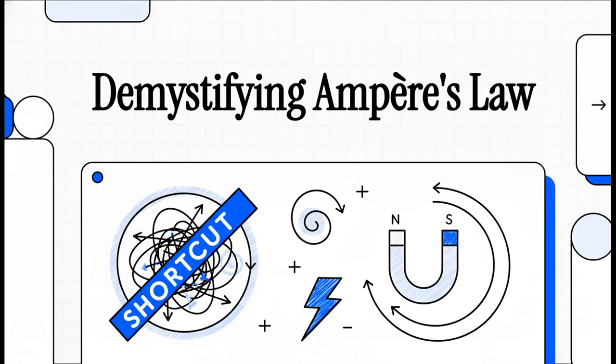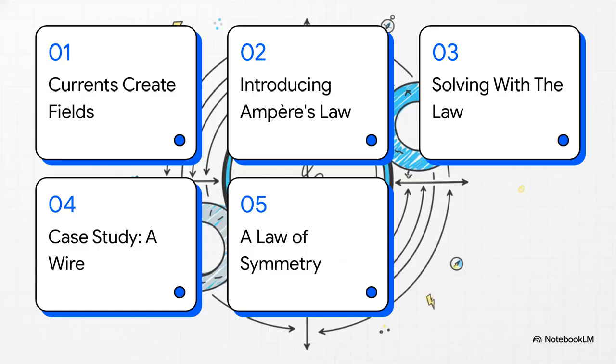So if you've ever dipped your toes into magnetism, you probably know that calculating magnetic fields can get, well, pretty complicated. But what if I told you there's an elegant shortcut, a really powerful tool that can just slice right through some of the toughest problems? Well, there is. It's called Ampere's law, and today we're going to pull back the curtain and see how it works. So here's the game plan.